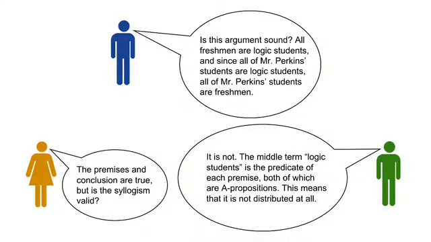So here's our fellow in blue, and he says, is this argument sound? All freshmen are logic students, and since all of Mr. Perkins' students are logic students, all of Mr. Perkins' students are freshmen. And the girl in gold says, well, the premises and conclusion are true, but is the syllogism valid? And the guy in green says it's not. He says the middle term, logic students, is the predicate of each premise, both of which are A propositions. This means that it is not distributed at all, right? And we have to have the middle term distributed at least once.